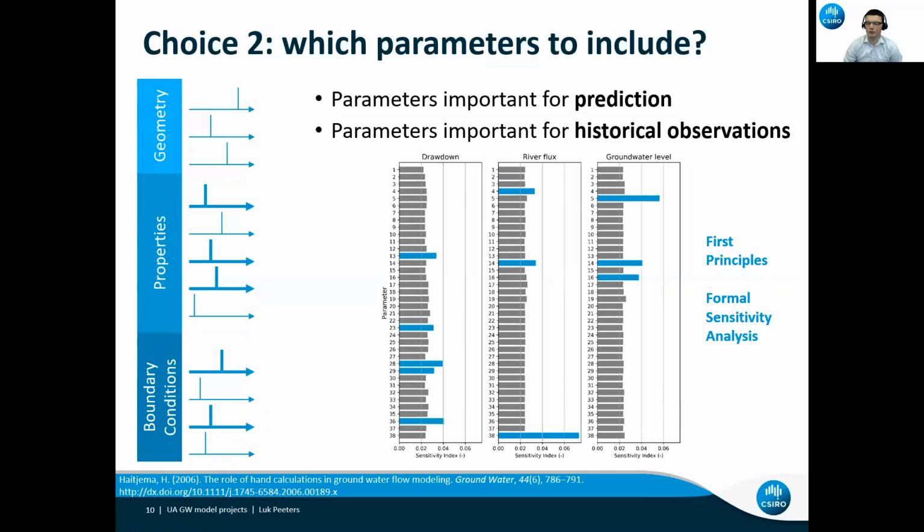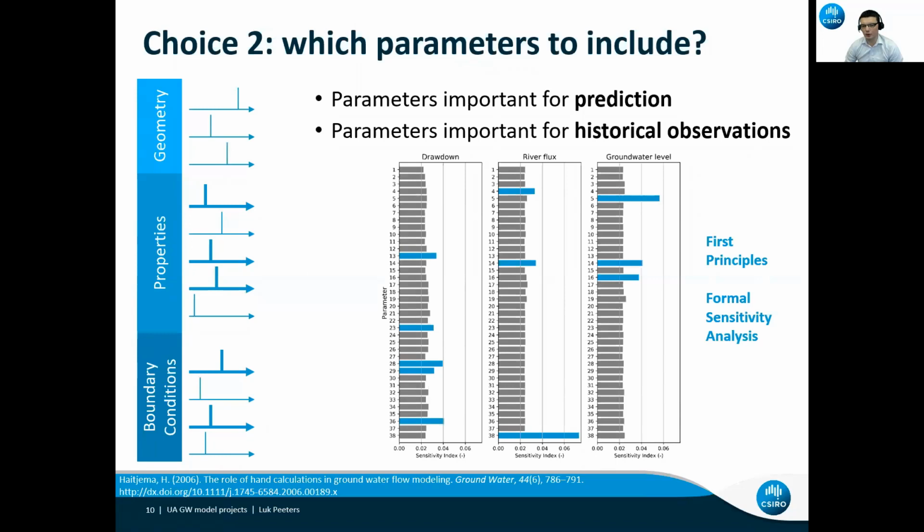This example, again, comes from that Clarence Morton groundwater model. The bar on the left is the drawdown. The blue bars show which parameters are important to make drawdown predictions. The two bar charts on the right are the observations that we had available, river flux and groundwater level. And in this case, which was quite extreme, they didn't coincide. So the parameters that we could constrain with our data were not the same parameters that were important for our drawdown. That meant, in this case, calibration was not reducing uncertainty in our predictions.